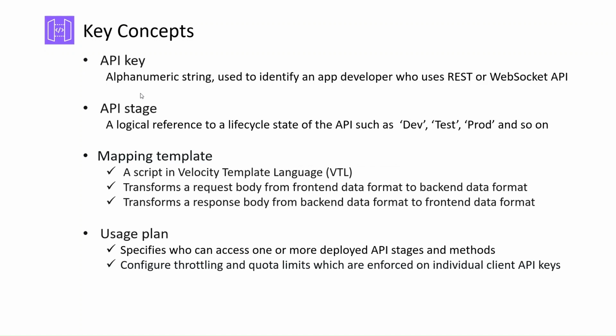Mapping template. It's a script in Velocity template language that transforms a request body from the front-end data format to the back-end data format, or that transforms a response body from the back-end data format to the front-end data format. Next, usage plan. A usage plan provides selected API clients with access to one or more deployed REST or WebSocket APIs. It can be used to configure throttling and quota limits which are enforced on individual client APIs.